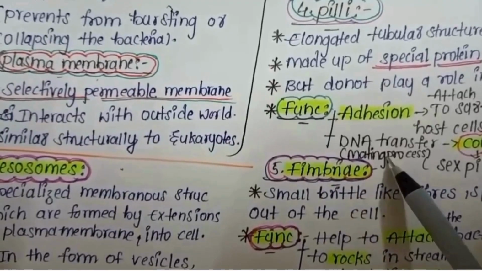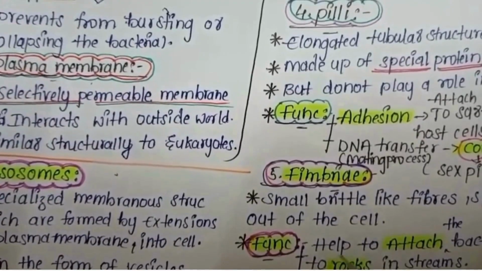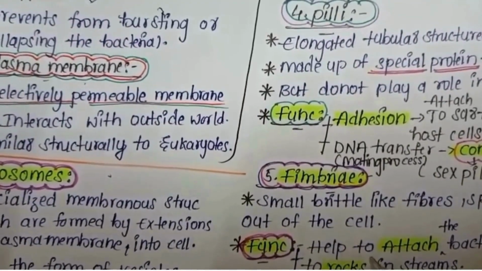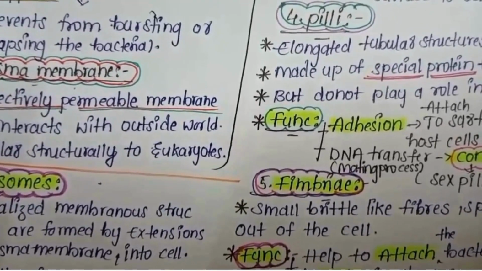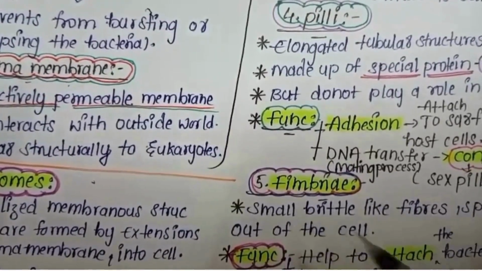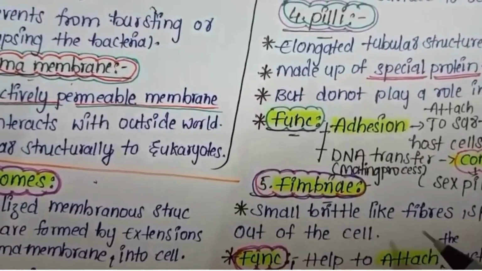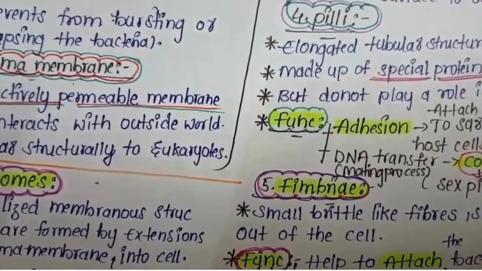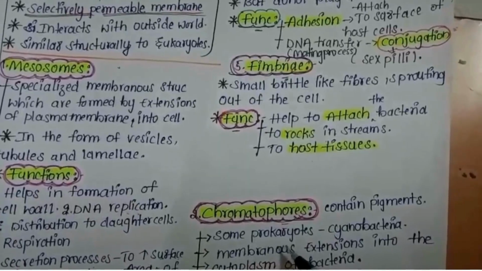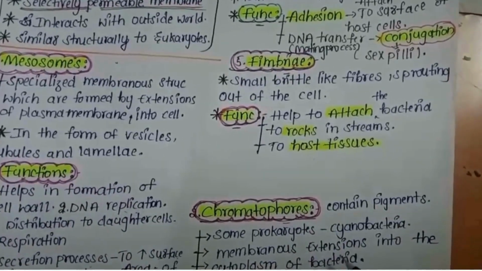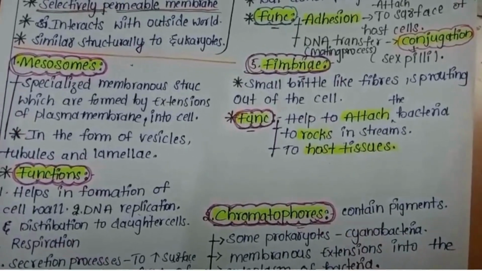Here, fimbriae are small bristle-like fibers which sprout out of the cell. They also help the bacteria to attach to the host tissues. In some bacteria, there are membranous extensions which contain pigments in them and extend into the cytoplasm of the bacteria, known as chromatophores.